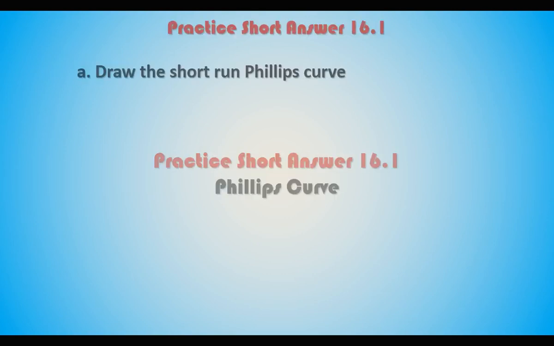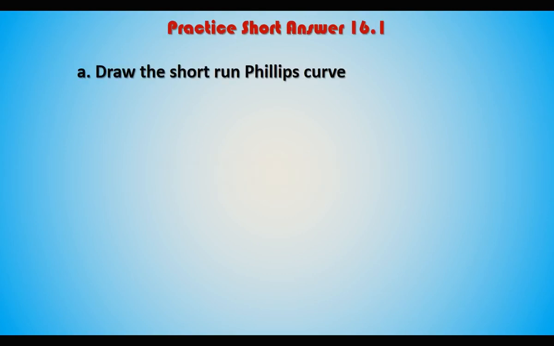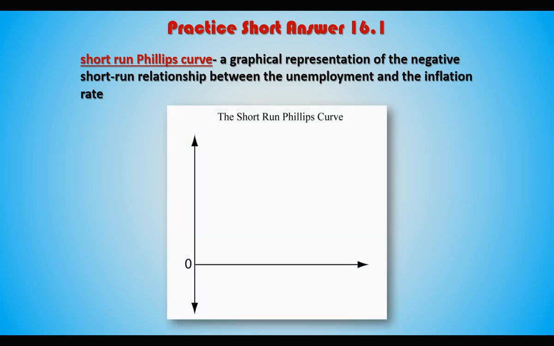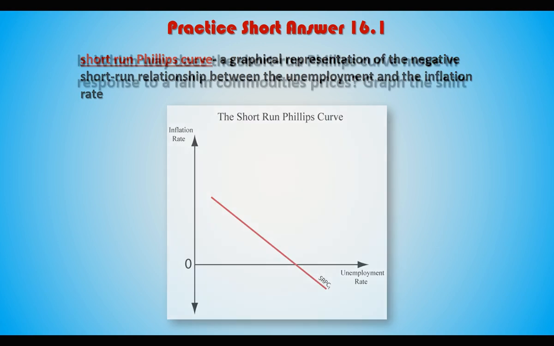Practice short answer, Phillips curve. Draw the short run Phillips curve. So again, the short run Phillips curve is a graphical representation of the negative short run relationship between the unemployment and the inflation rate. So again, you would put the inflation rate on the y-axis and the unemployment rate on the x-axis. And then there's your short run Phillips curve. It's a negative line there.